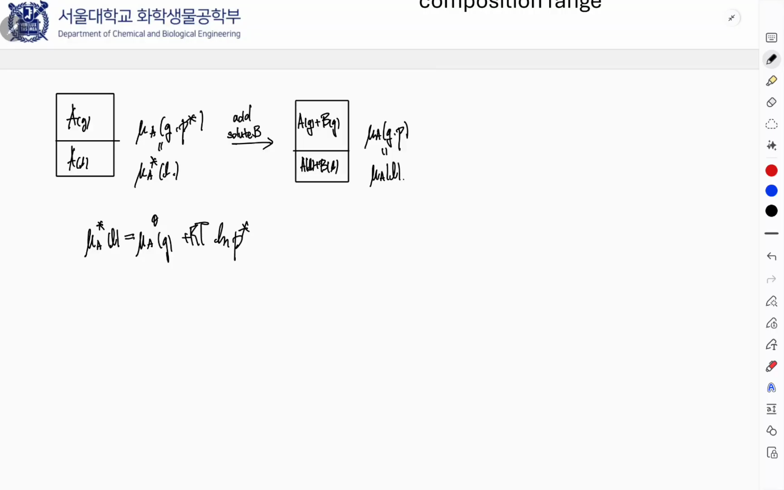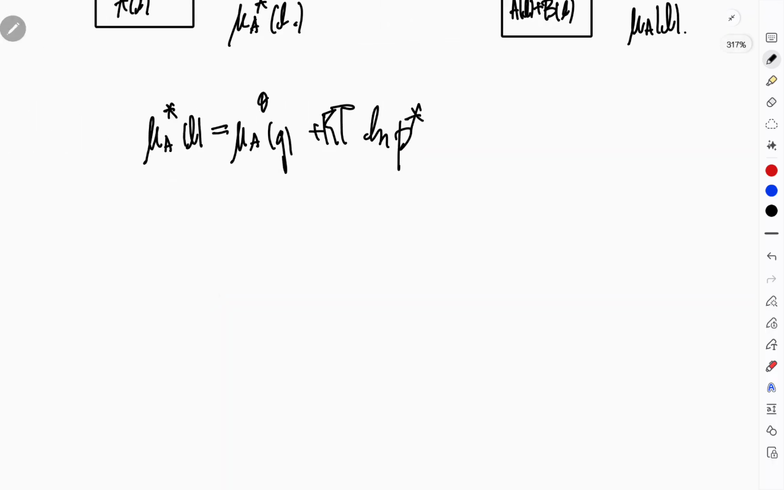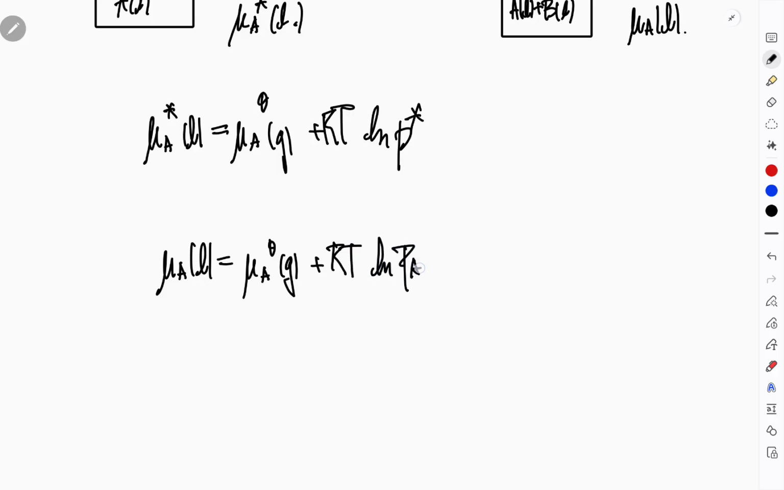So this becomes mu A star liquid plus RT ln of P, the pressure for the pure substance, plus RT ln PA, which is the vapor pressure in the mixture. So we write this equation.